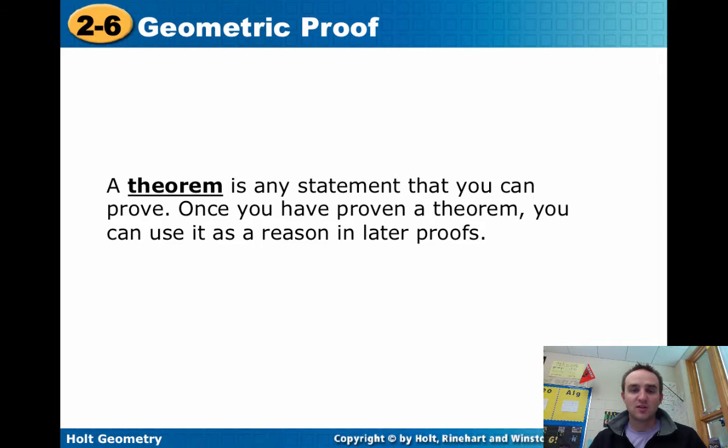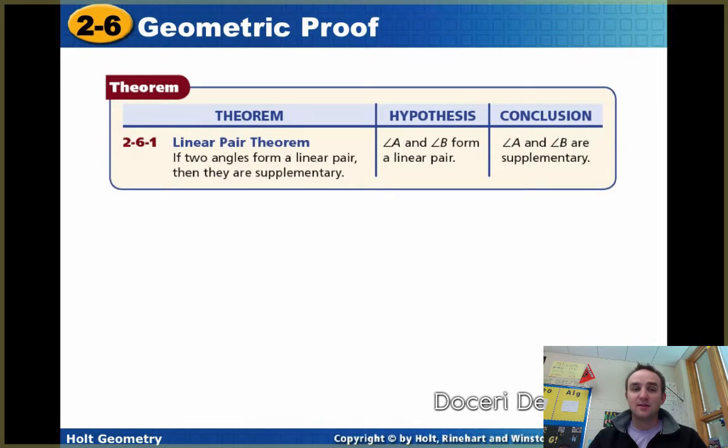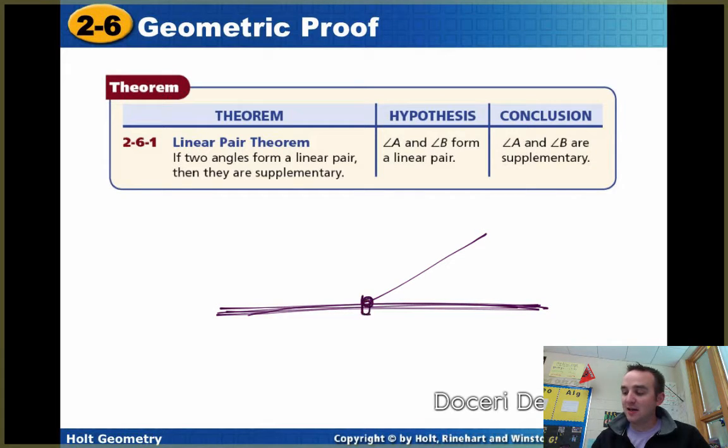We're looking at theorems now, which is any statement that you can prove. So we have to prove that something is true. That gives us a theorem. First theorem that we're going to talk about here is the linear pair theorem. It says if two angles form a linear pair, then they are supplementary. This kind of makes sense. Remember, in a linear pair, the non-common sides of the angles are opposite rays, and the angles are adjacent. So if we have a linear pair, right away we can say they are supplementary, that these two add up to 180. Once we have looked at a theorem, we can simply use that theorem in our proofs now.